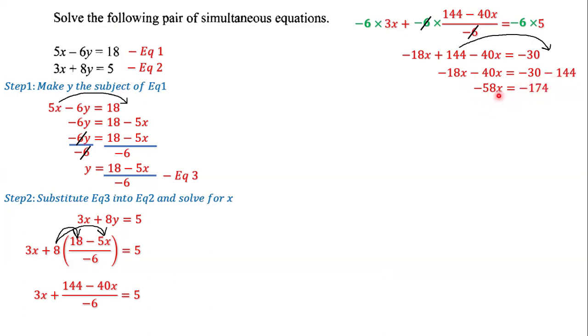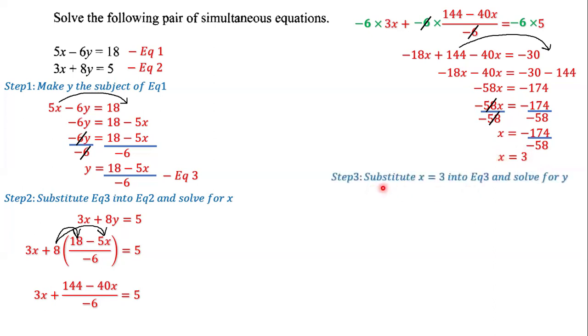But we still want to solve for x. So what we have to do is divide both sides of this equation by negative 58. We cancel this with this, so we get that x is equal to negative 174 divided by negative 58. And when we divide it, we get x is equal to 3. And so that's what x is. x is equal to 3.